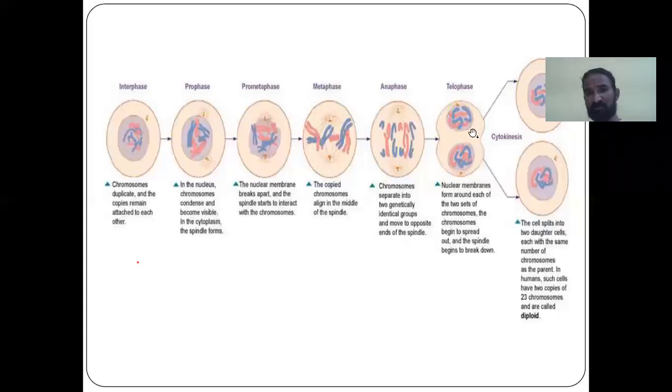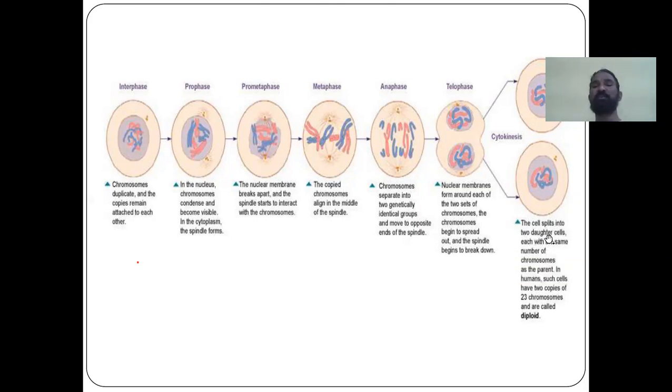After the formation of the nuclei in a single cell, the cell undergoes cytokinesis. In cytokinesis, the cytoplasm is divided. The middle lamella is formed, and this middle lamella grows into a cell wall, which finally separates the two cytoplasms. That's how two cells originate from a single cell. This is called mitosis.